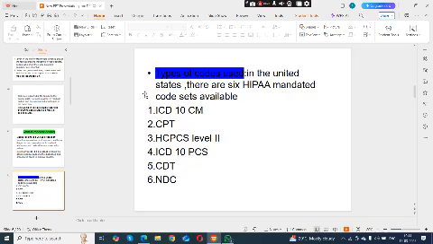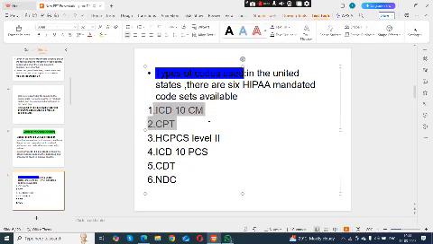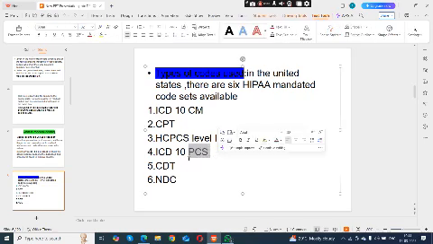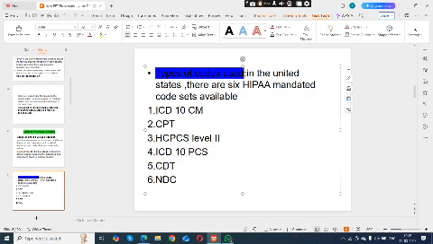Mainly we will use ICD-10-CM, CPT, HCPCS level 2, ICD-10-PCS, CDT and NDC. Usually in India, the coders mostly work on ICD-10-CM, CPT and HCPCS level 2 codes. Mostly we work on these three types of codes, and very rarely they work on PCS, and dental coding is very rare. Drug codes are commonly used as a supplement.